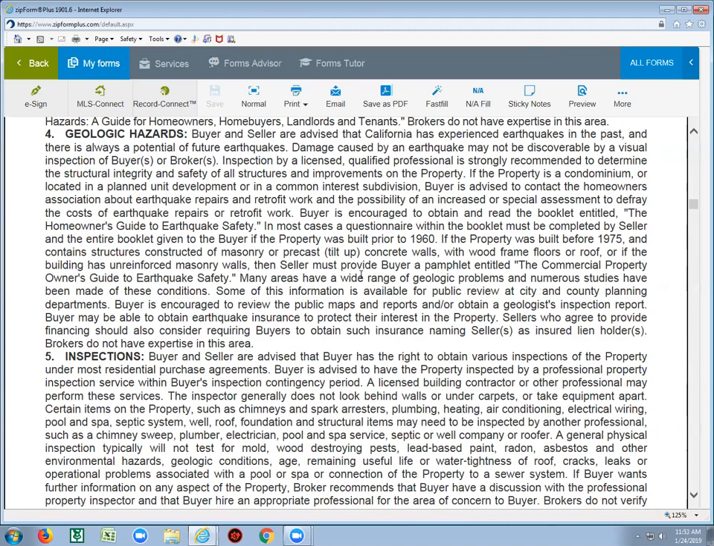If the property is a condominium or located in a planned unit development or common interest subdivision, buyers are advised to contact the homeowner association about earthquake repairs and retrofit work, and the possibility of an increase or special assessment to defray the cost of earthquake retrofit work. Buyers are encouraged to read the booklet entitled The Homeowner's Guide to Earthquake Safety, and in most cases, the questions within the booklet must be completed.